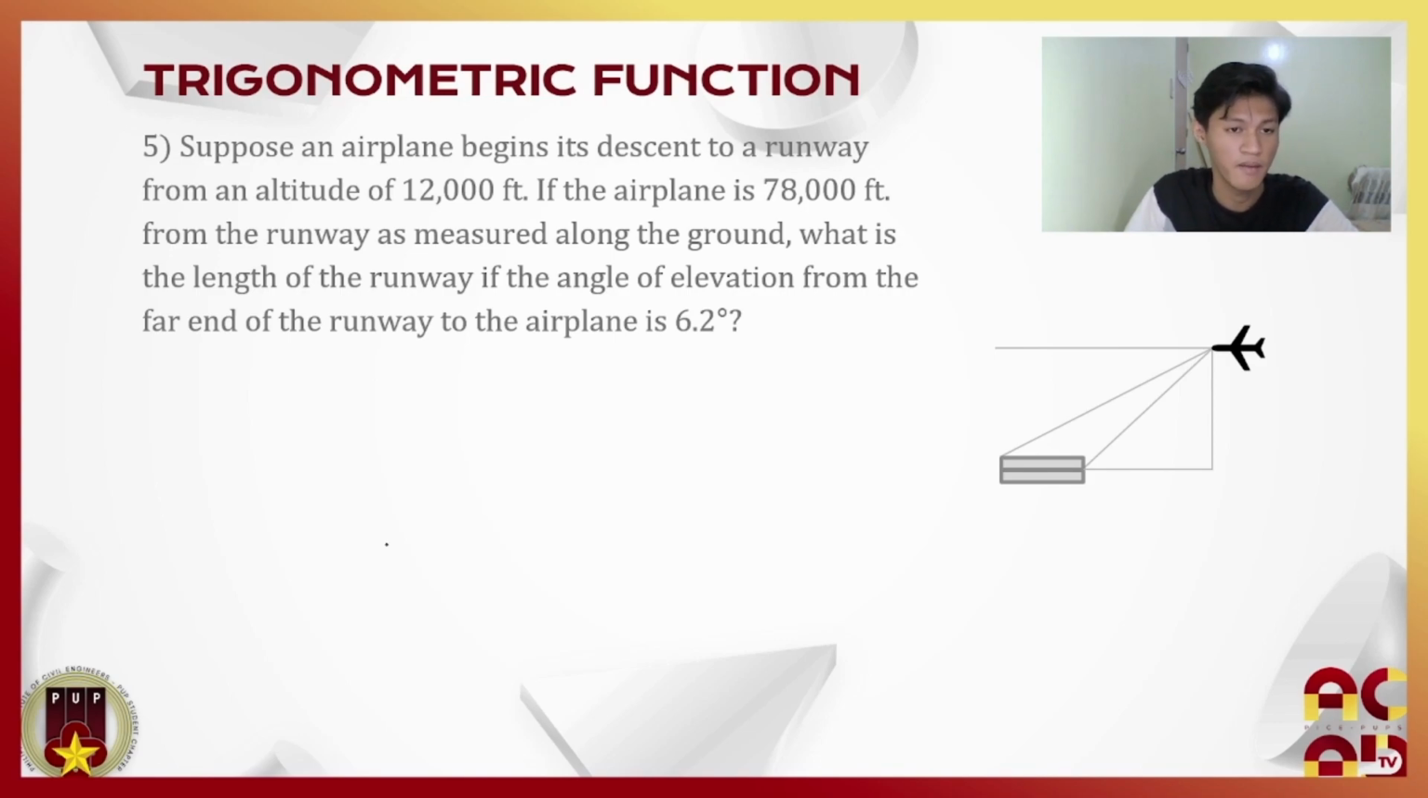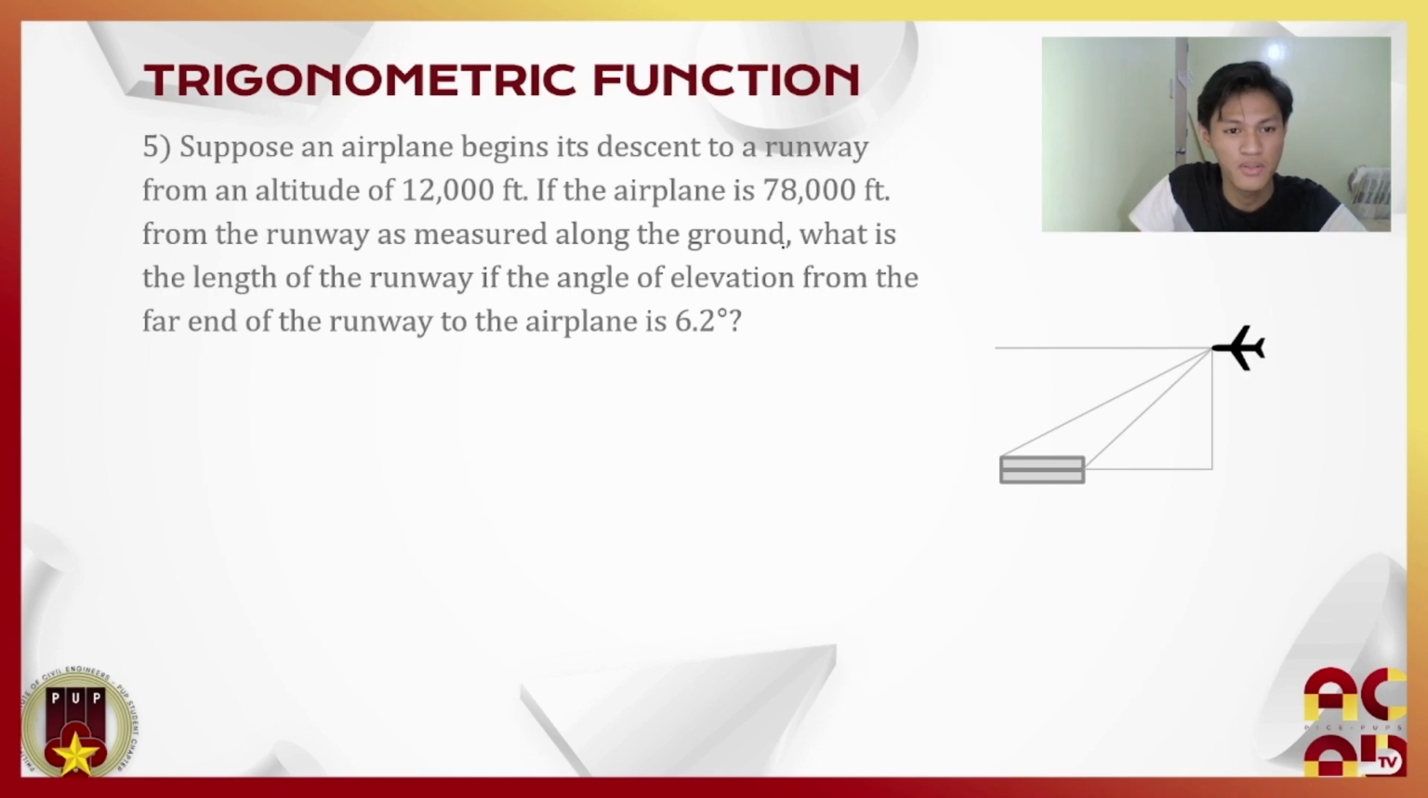So, number 5. Suppose an airplane begins its descent to a runway from an altitude of 12,000 feet. If the airplane is 78,000 feet from the runway as measured along the ground, what is the length of the runway if the angle of elevation from the far end of the runway to the airplane is 6.2 degrees? So, medyo complex yung problem na meron tayo kasi may involvement ng airplane. So, let's understand muna yung problem.